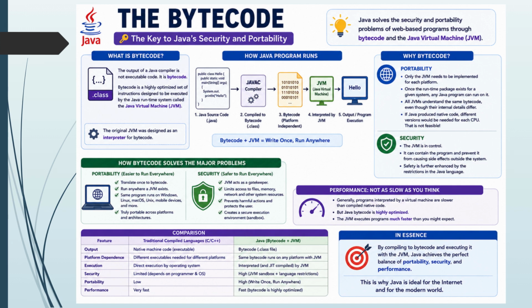In essence, by compiling to bytecode and executing it with the JVM, Java achieves the perfect balance of portability, security, and performance. This is why Java is ideal for the internet and for the modern world.